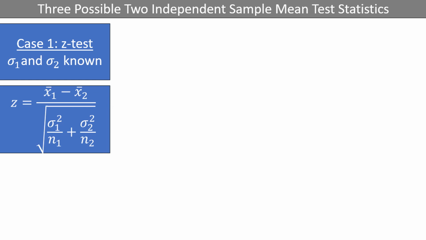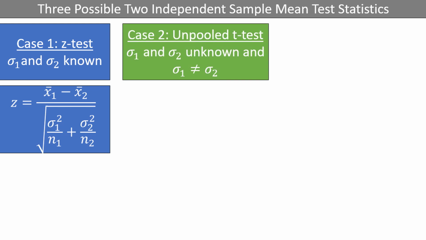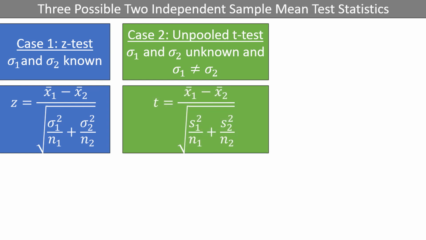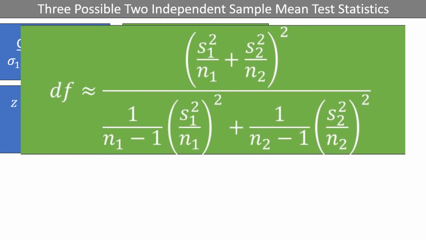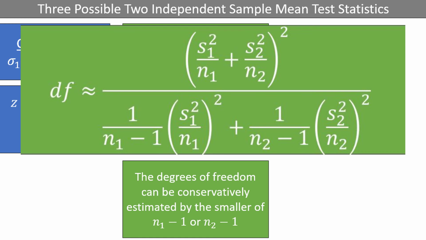Case 2 is the unpooled t-test, which should be used when the population standard deviations are unknown and assumed to be unequal. The test statistic is the same as it was in the z-test, except we substitute s for sigma. The degrees of freedom should technically be calculated using this formula, which is a little bit complicated, but the degrees of freedom can be conservatively estimated by the smaller of n1 minus 1 or n2 minus 1.